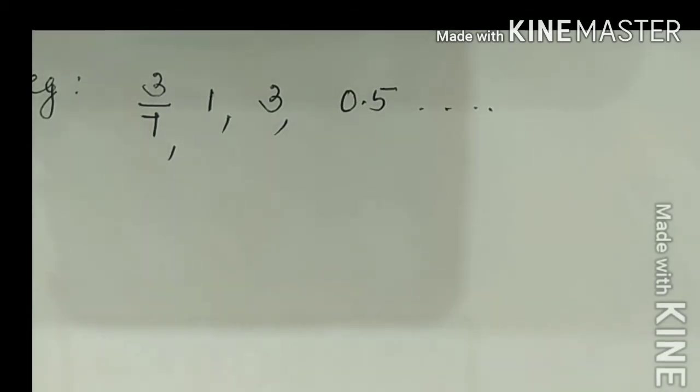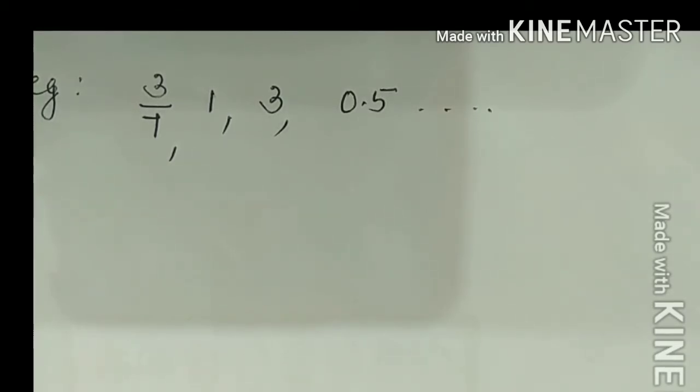In the same way, let's say 3. 3 can be written as 3 by 1. So 3 and 1 are integers, and the denominator 1 is not equal to 0. 3 by 1 is nothing but 3. It's also a rational number.